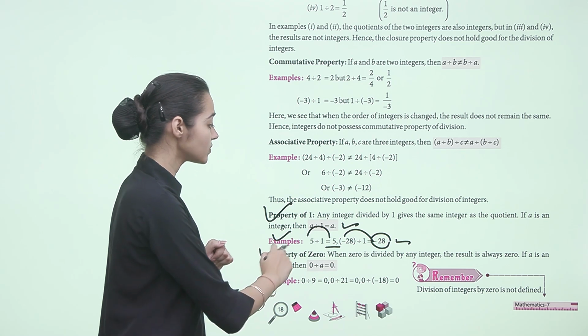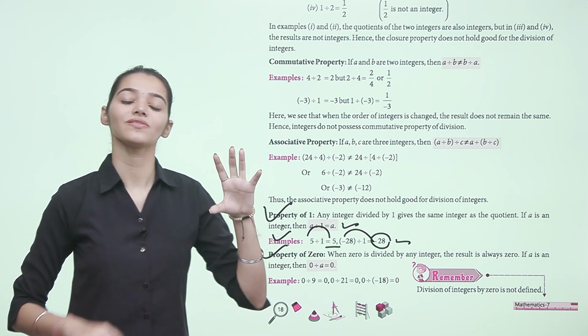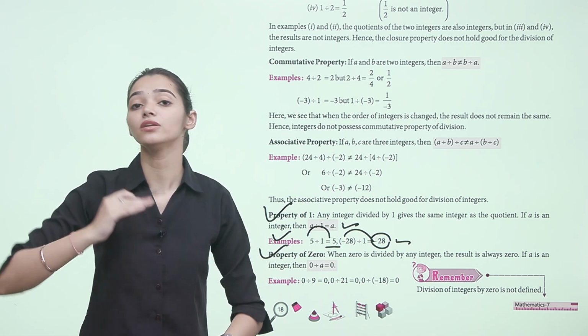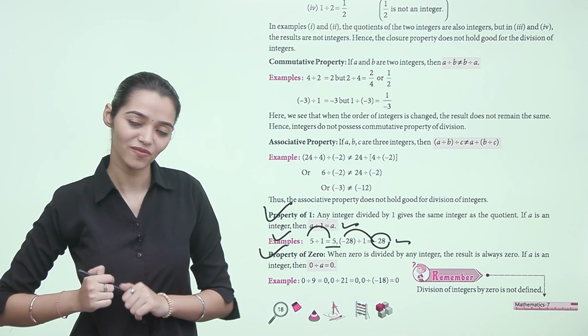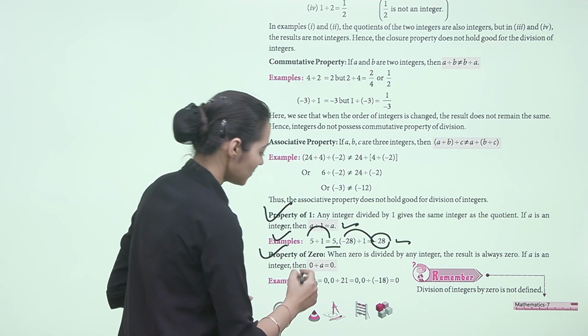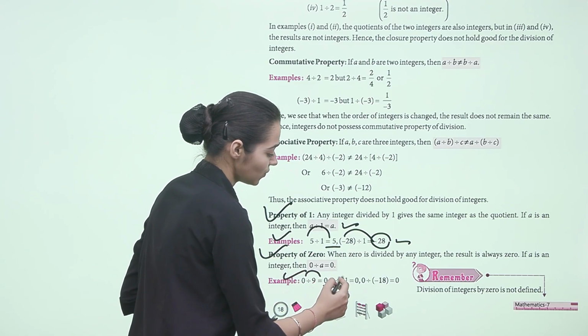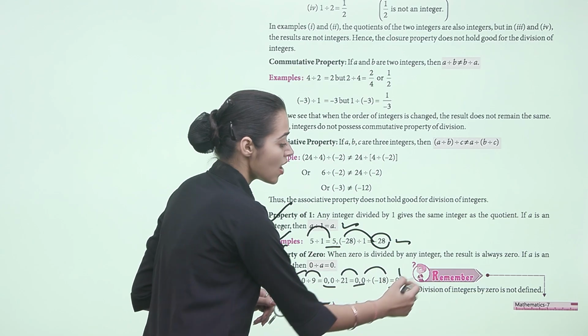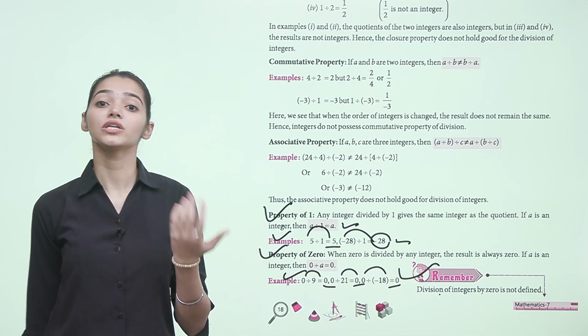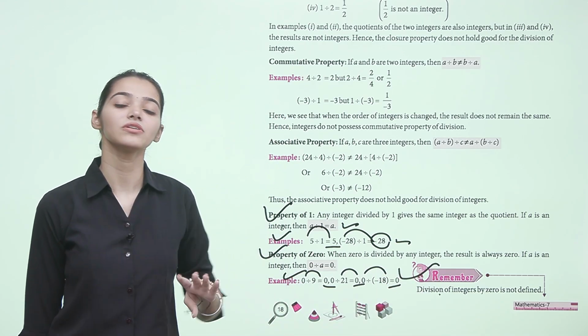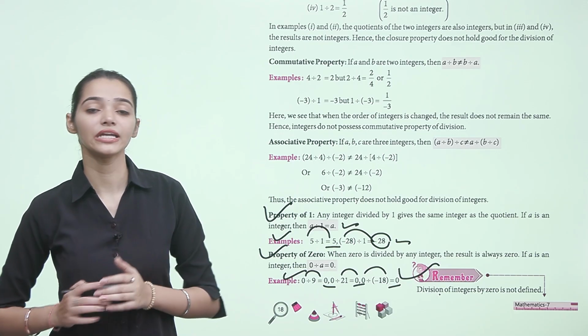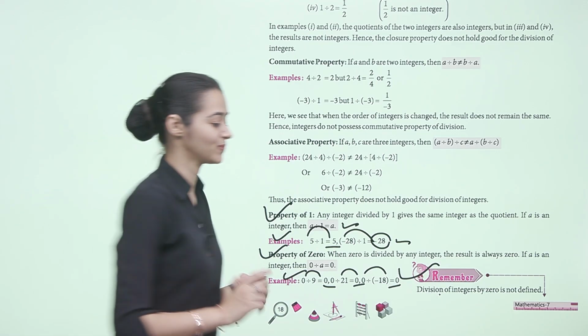Next is our property of 0. What it says is that when 0 is divided by any integer, the result will always be 0. For example, 0 divided by 9 is 0, and so on, again 0. Always remember, division of integers by 0 can never be defined. You can never define any division of an integer by 0.